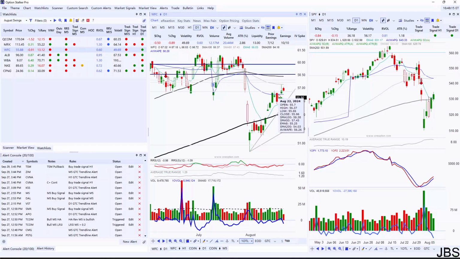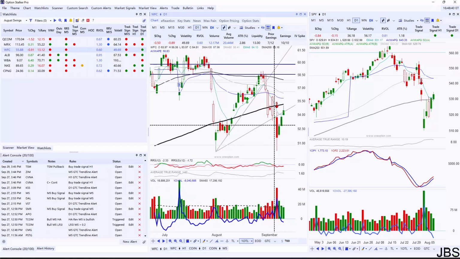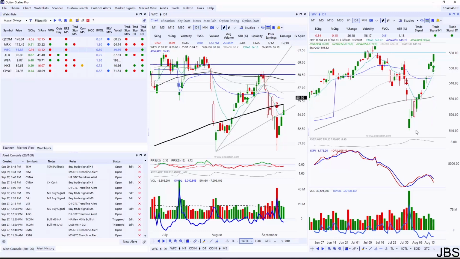I got out closer to AVWAP-Q, somewhere over here. So I kind of got stuck being in the middle of being patient and nimble. Here's the patient exit. So get in, call it 52.40, maybe 52.50. We'll call it 52.40, and then you get out on the close here at 54.50. So, about almost a 2 ATR loss. Now, Wells Fargo would actually have been in profit on the 12th after this rally up higher.